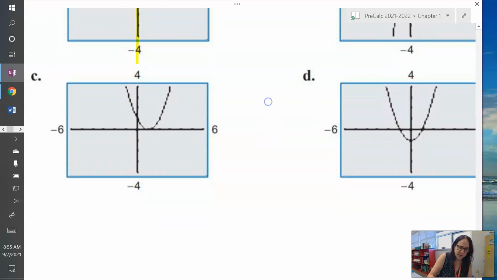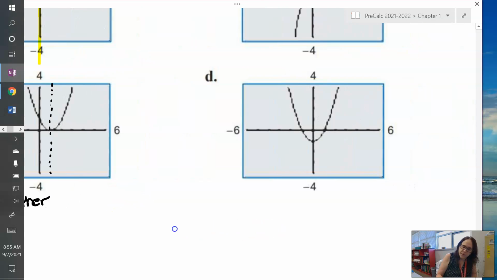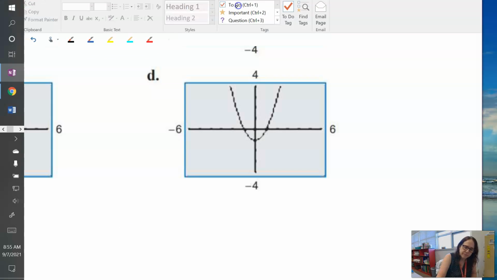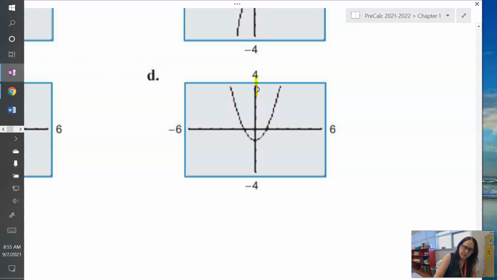Take a look at C. Here's its line of symmetry right there. That's not on the y-axis. So this one's a neither. Last one. Right here is our line of symmetry. So that one is even.